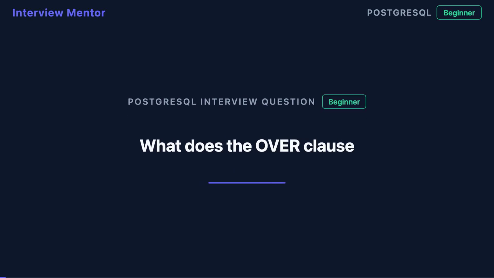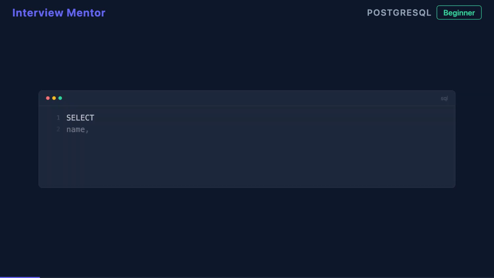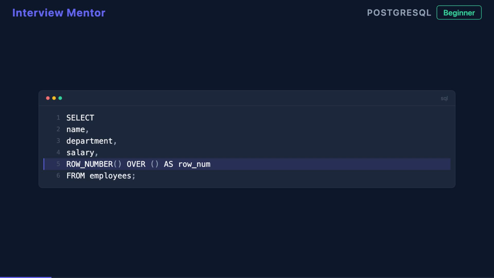Most developers assume SQL aggregations always collapse rows. Window functions say, not so fast. Meet the OVER clause. The OVER clause tells SQL, apply this function across a specific set of rows, called a window, without collapsing them into a single result.